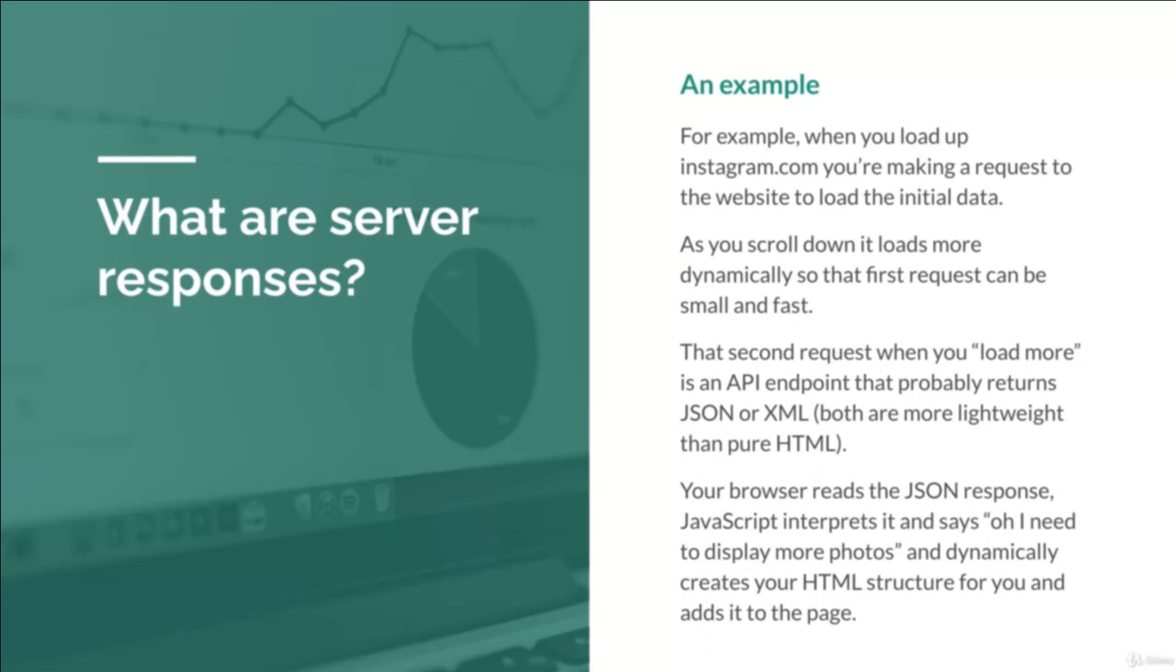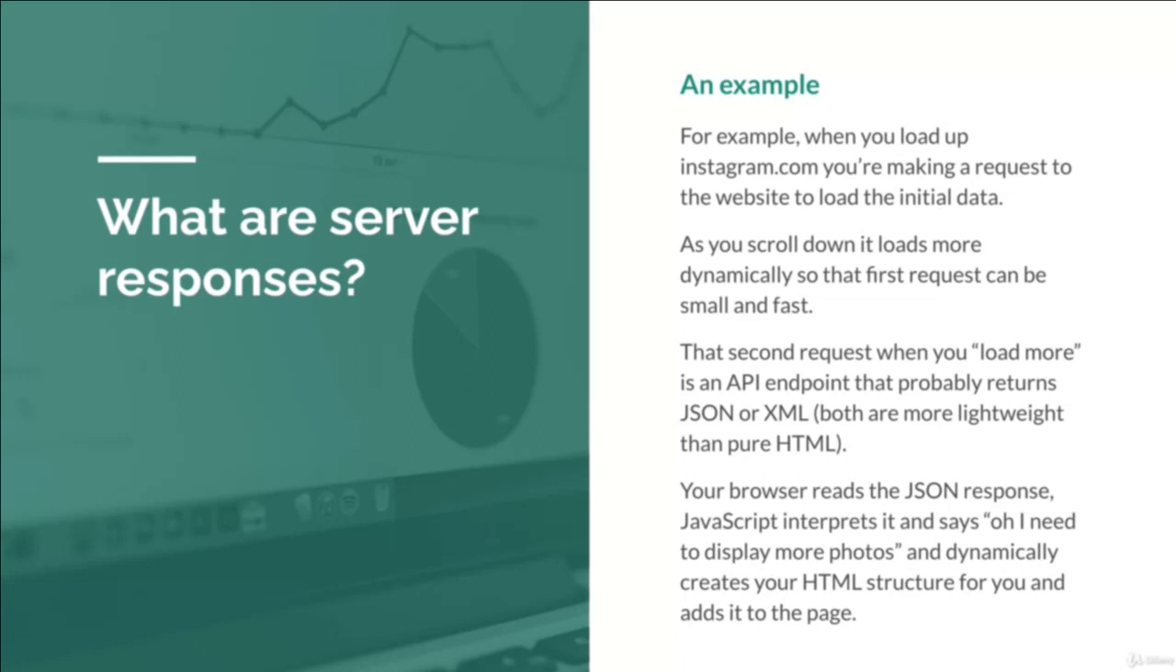Now, as you scroll down the page, you're going to see that more images show up, and sometimes it's so fast you don't even notice. That second request, third request, fourth request, when you click load more on any website or you scroll down on Instagram, is usually an API endpoint that returns JSON or XML. And the reason is because both of them are a lot more lightweight than HTML.